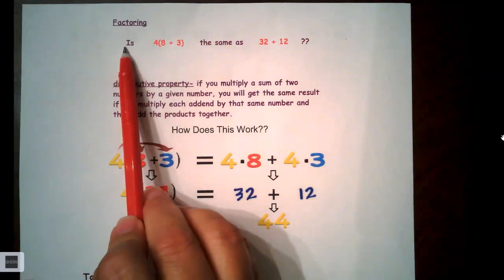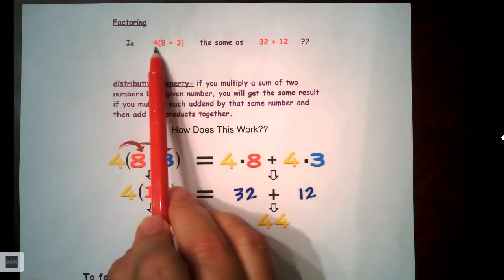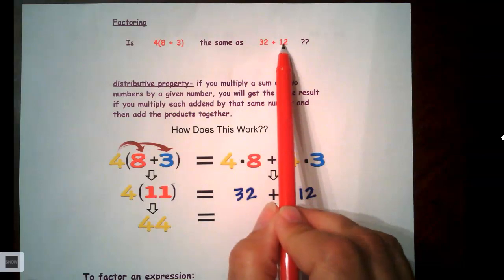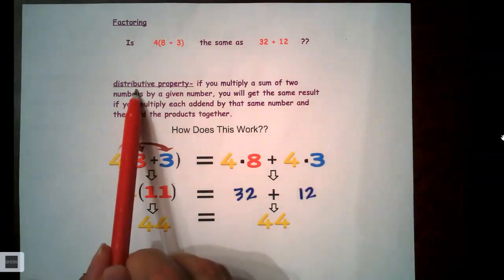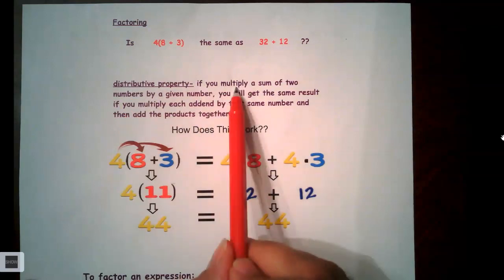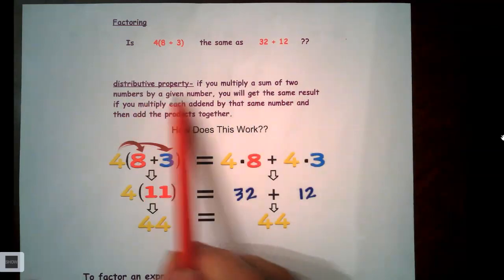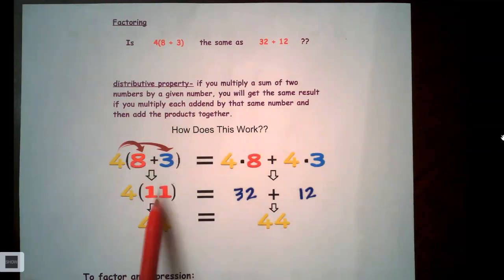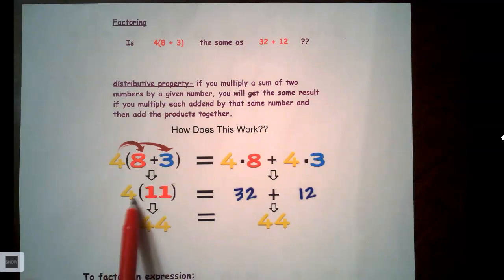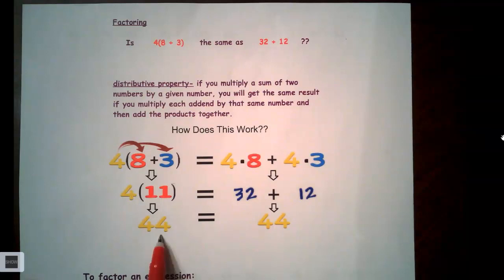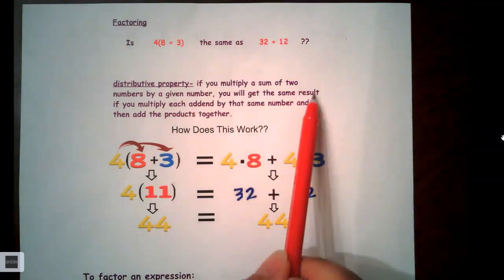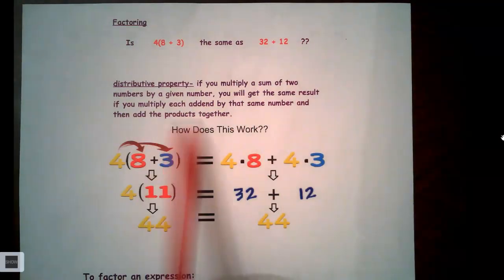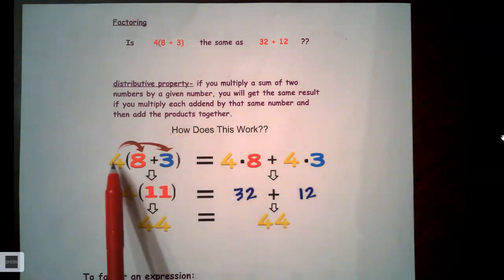The question is, is 4 times the quantity of 8 plus 3 the same as 32 plus 12? Well, let's take a look. According to the distributive property, if you multiply the sum of two numbers by a given number, you follow the order of operations: the sum, 11, times a given number, and we get 44. You will get the same result if you multiply each addend by that same number and then add the two products together. So this is the distributive property, guys.